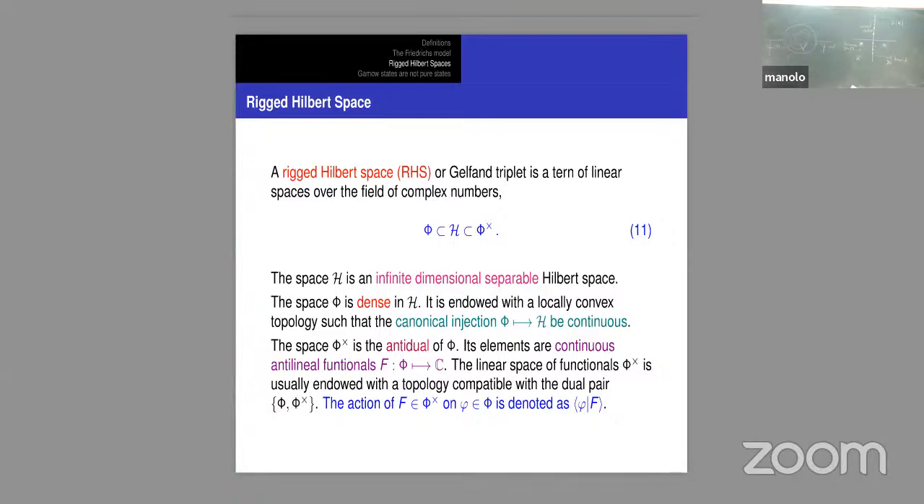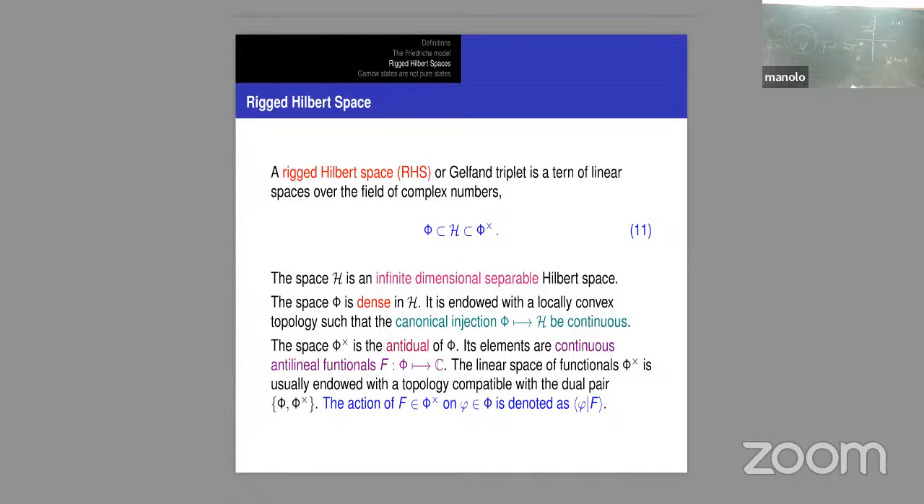And let us forget about what happens for very short times and very long times, where deviations from the exponential decay law appear. Let us concentrate on the meaning of gamma vectors. Gamma vectors cannot belong to the Hilbert space because Hamiltonians are self-adjoint operators. And then how do we define this gamma vector? We define these gamma vectors by defining the Gelfand triples.